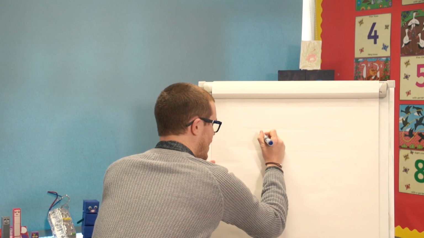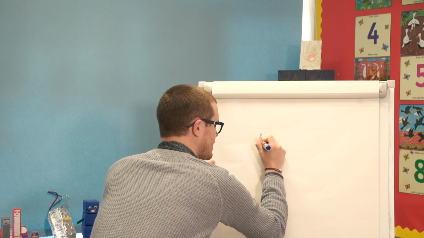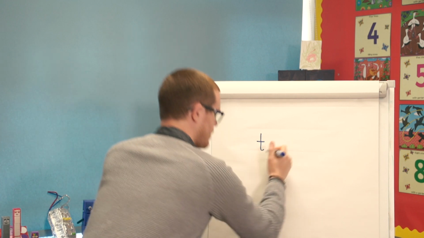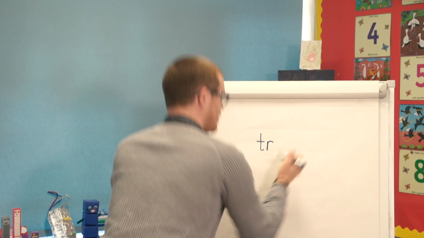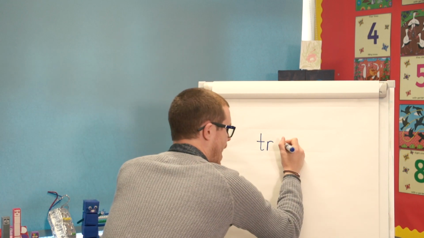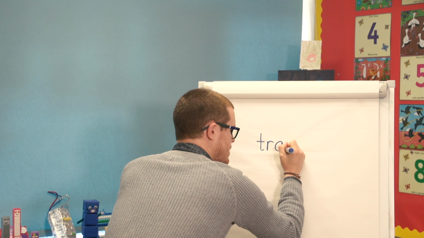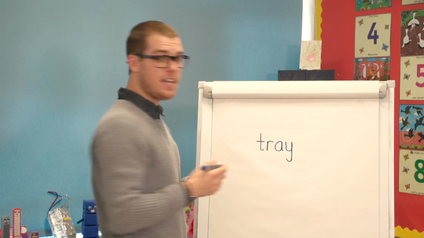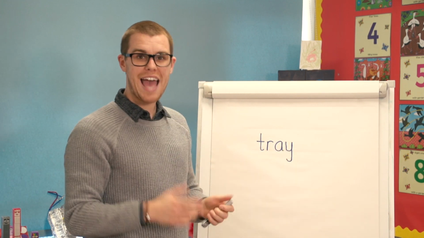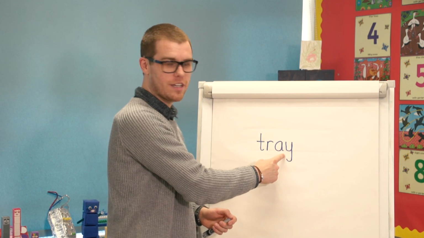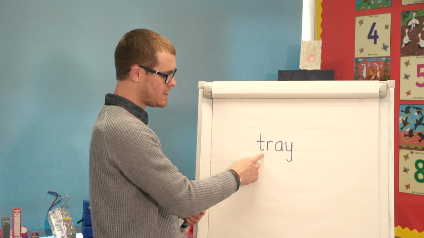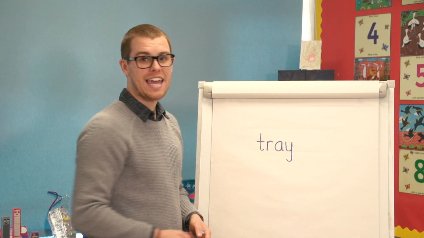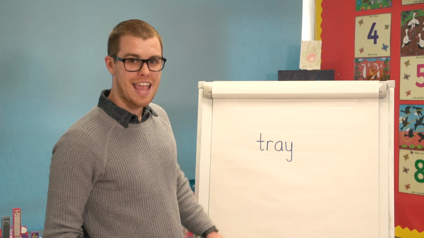Watch me write tray and remember it has 3 sounds. The first sound is T. Then it's R. And then at the end of the word, it is A. And I need to use AY because the A sound is at the end of the word. Tray. T, R, A. It has 3 sounds. Now you have a go.